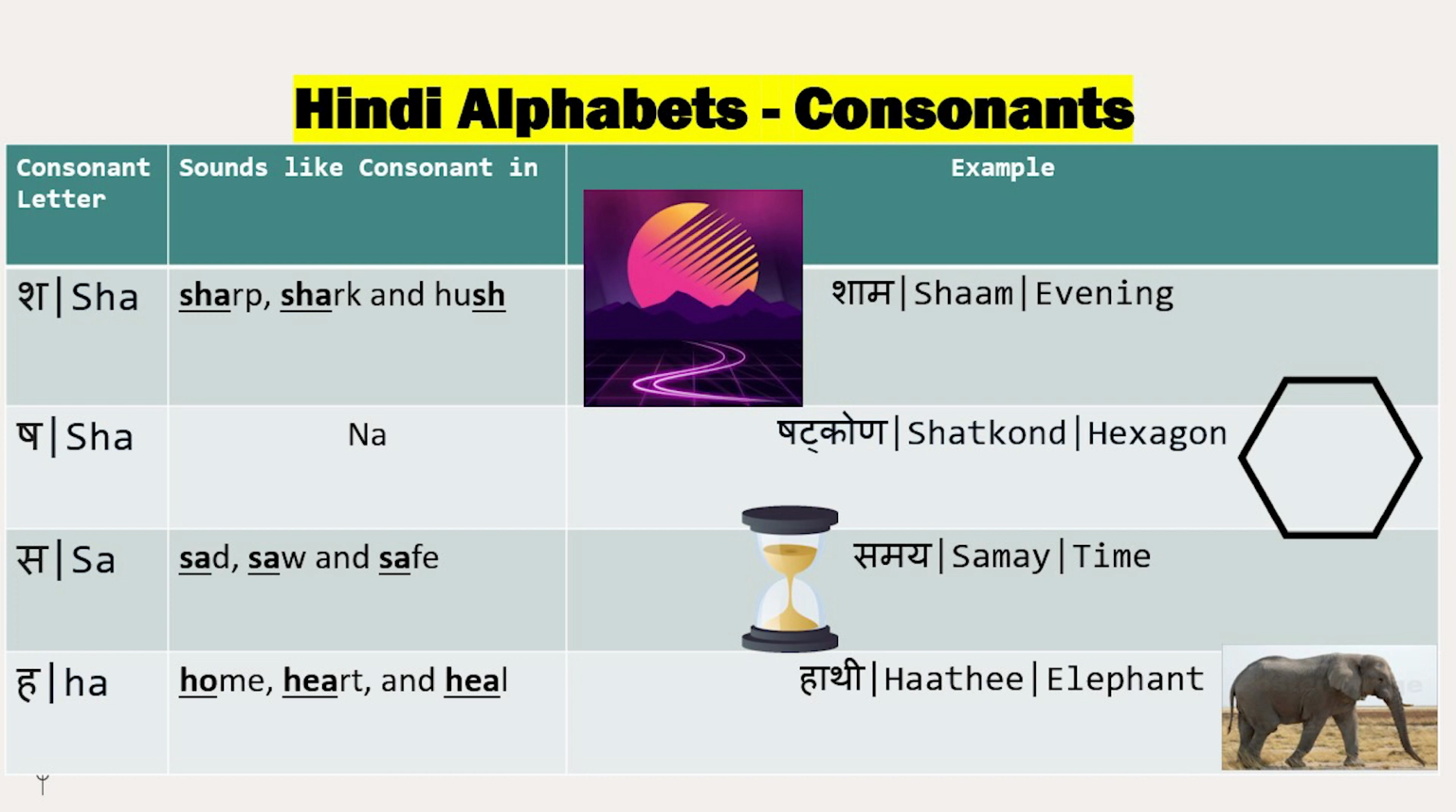Next letter sa is like how you pronounce sad, saw, save. The Hindi word samay, which means time, starts with the letter sa. Next letter is ha. It's like how you pronounce home, heart, and heel. The Hindi word hathi, which means elephant, starts with the letter ha.